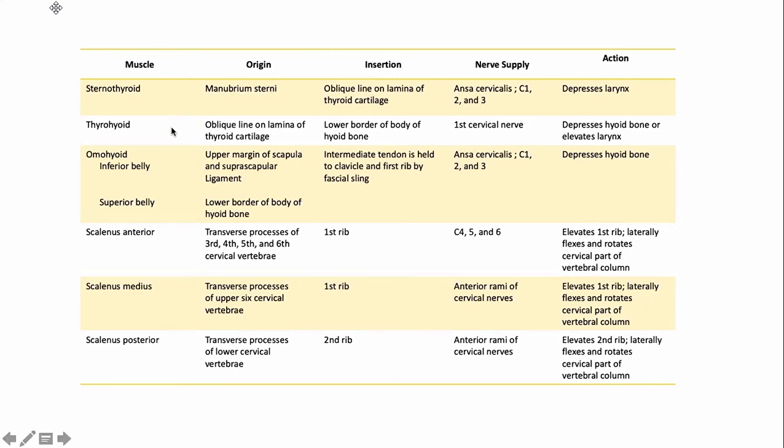The thyrohyoid muscle: origin is from the oblique line on the lamina of the thyroid cartilage, inserted into the lower border of the hyoid bone. Nerve supply is from the first cervical nerve. The action of the muscle is to depress the hyoid bone or elevate the larynx.